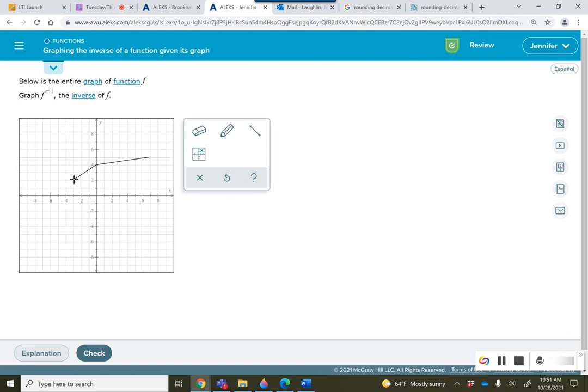What we're going to do is take that ordered pair and flip the x and y coordinates. So instead of -3, +2, we're going to have +2, -3. And we're going to plot that point. +2, -3.